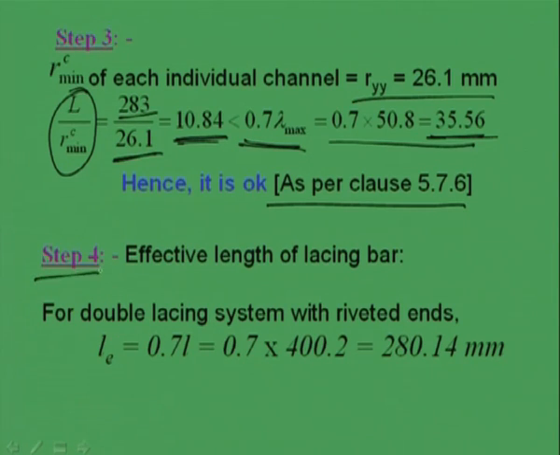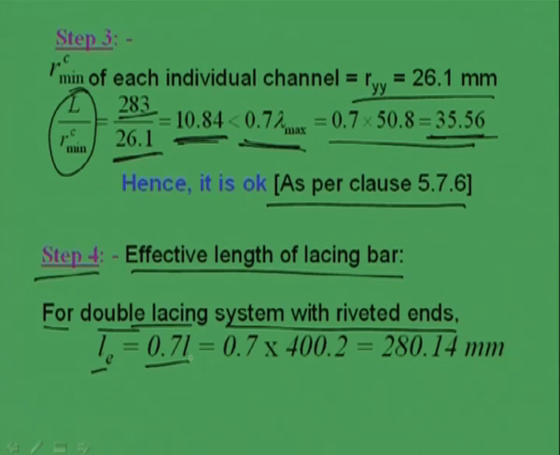Now in step 4, in the next step we will find out the effective length. In case of double lacing system with riveted ends, we know the effective length will become 0.7 L. In single lacing system it is L, and in double lacing system it is 0.7 L for riveted joint. For welded joint, for single lacing system it will be again 0.7 L, remember. So all these are given in the code, we have to follow the code itself.